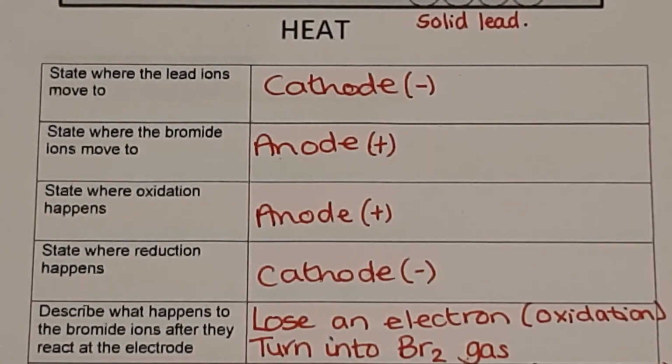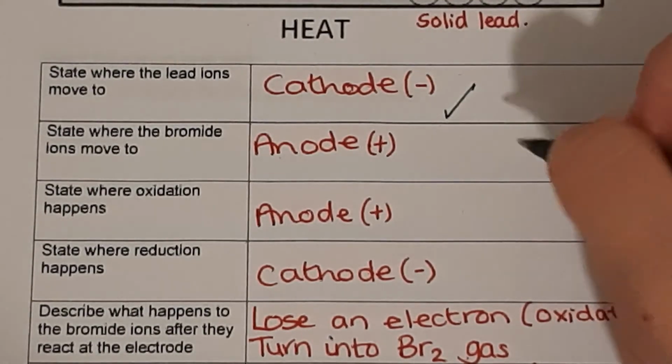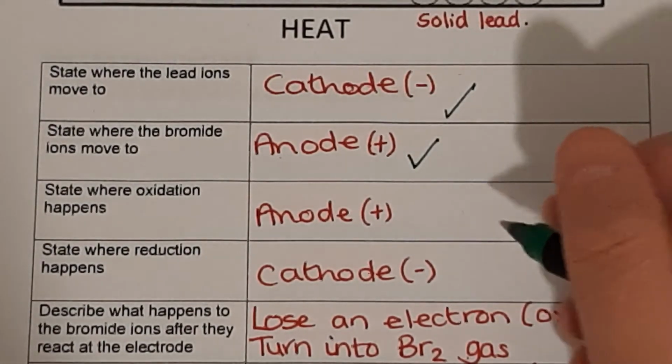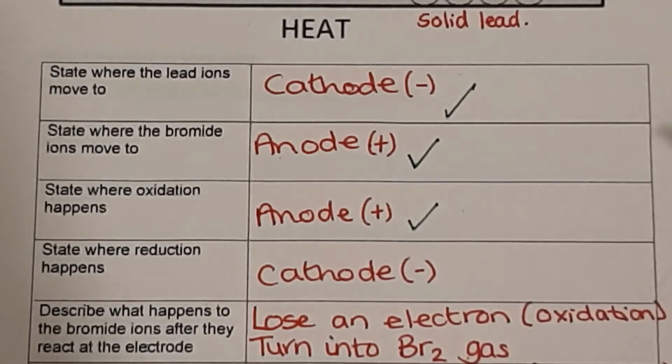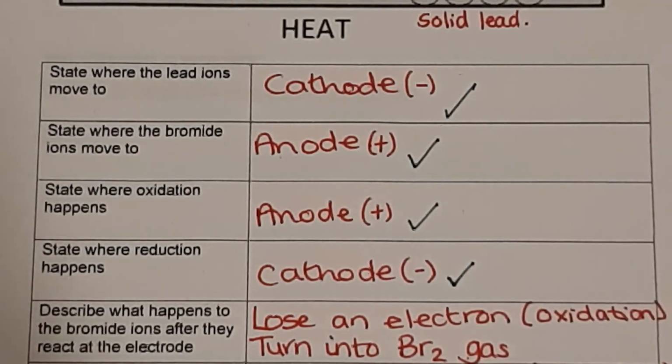Okay, so let's go through those. Where do the lead ions move to? Well, they move to the negative cathode. Where do the bromide ions move to? They move to the positive anode. Where does oxidation happen? Well, it happens at the positive anode. And where does reduction happen? At the negative cathode.